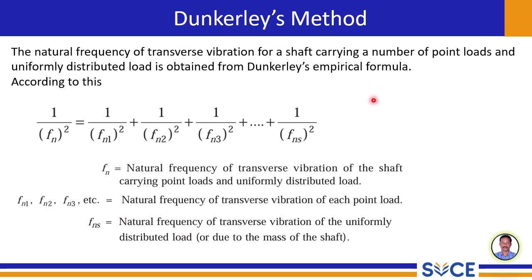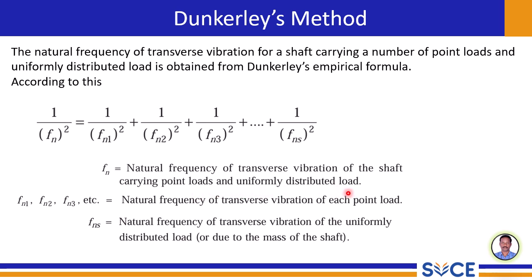According to Dunkerley's formula, the reciprocal of the square of the natural frequency of the transverse vibration of the shaft is approximately equal to the sum of the reciprocals of the squares of the natural frequencies of individual components or loads. Hence, you can see that fn represents the natural frequency of transverse vibration of the entire shaft, considering all the point loads and the uniformly distributed load.